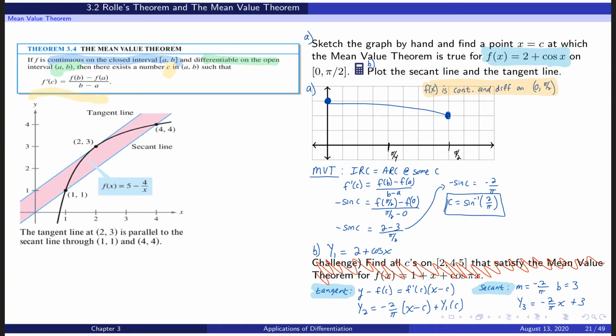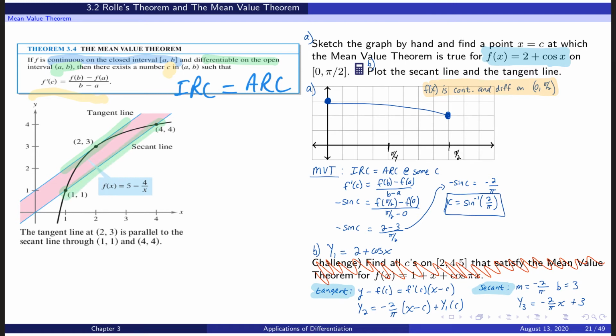And what that statement is saying is that the left side, which is the instantaneous rate of change, has to equal the right side, which is the average rate of change somewhere on that interval. What does that mean? The instantaneous rate of change is the slope of the tangent line, and then the average rate of change is the slope that you get when you connect the 2 points of a secant line.